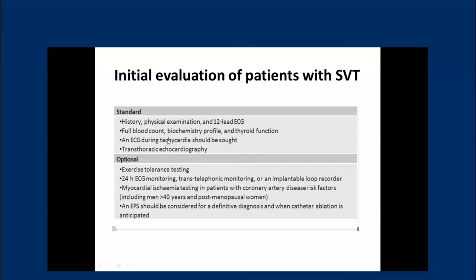And to look for the cause of the SVT, CBC, usually looking for anemia or infections, which can result in sinus tachycardia. And in the biochemical profile, we need to do the basic organ function test, electrolytes, and also the thyroid function is important because it can lead to different types of arrhythmias, including sinus tachycardia and atrial fibrillation.